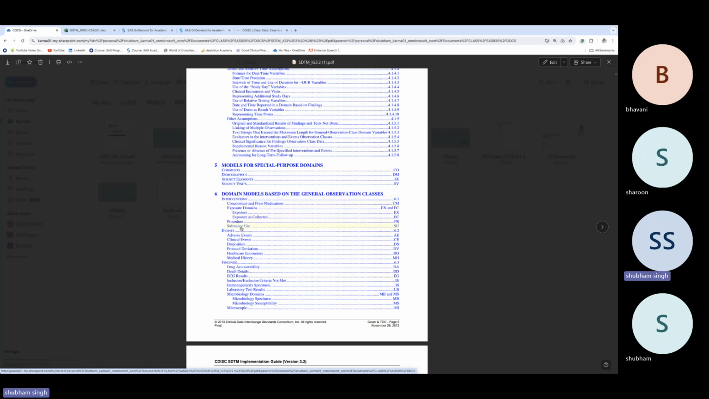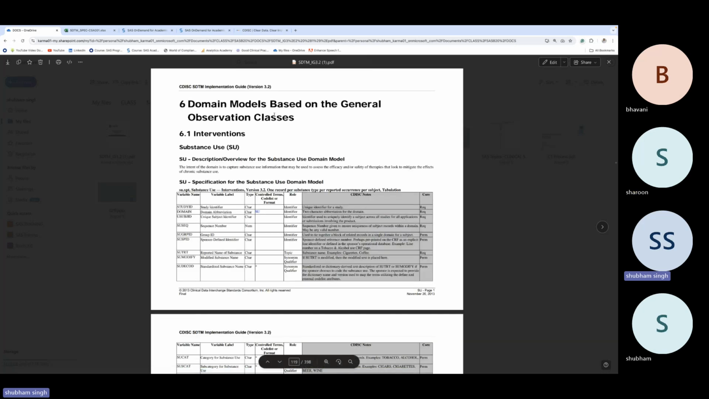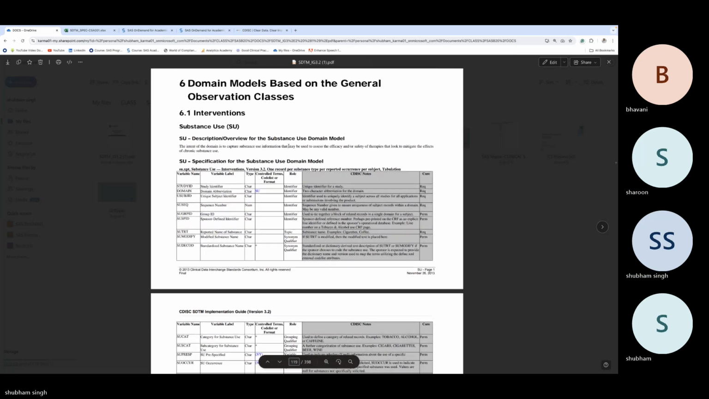Exposure, substance use data is here. I can directly click here. It will directly go to that page number. Okay. So the substance use dataset, what we have discussed. You can see here these are the variable names it's going to contain, and how the programming should be done is mentioned here. The variable name, variable label, variable type, controlled terms, role, and CDISC notes on how to create this variable. And core justifies whether it is a required variable or a permissible variable.